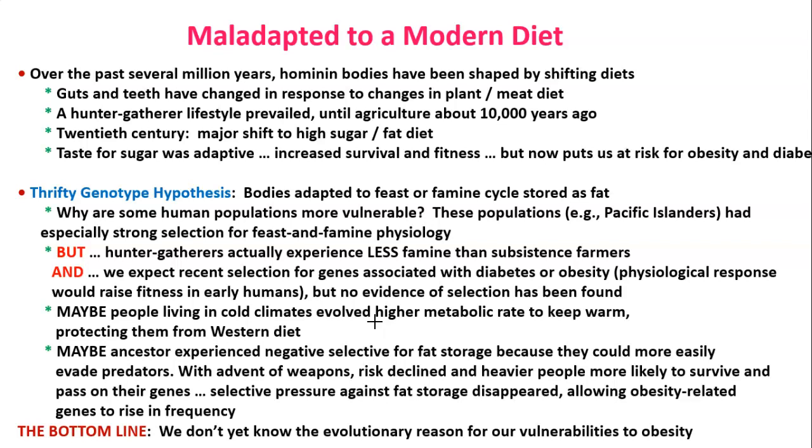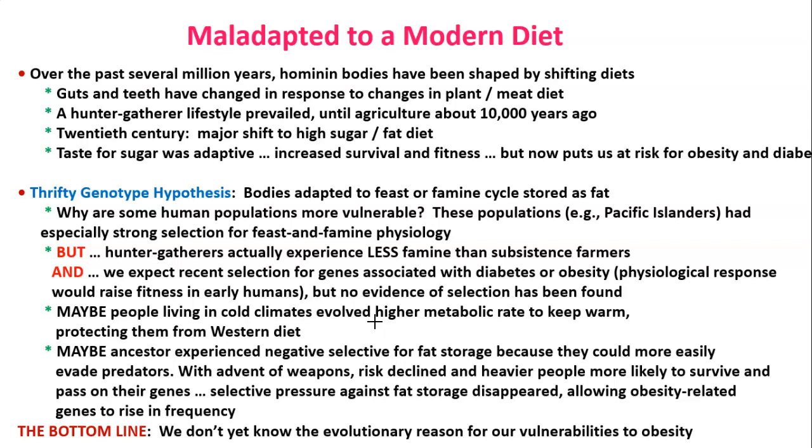Throughout this history, a hunter-gatherer lifestyle prevailed until about 10,000 years ago when modern agriculture popped up and people began staying settled in one place and growing their own food instead of moving when conditions got harsh and finding new food resources. Then we hit the 20th century and we had a major shift to a high sugar, high fat diet with all of our processed foods that manufacturers were happy to provide for us.